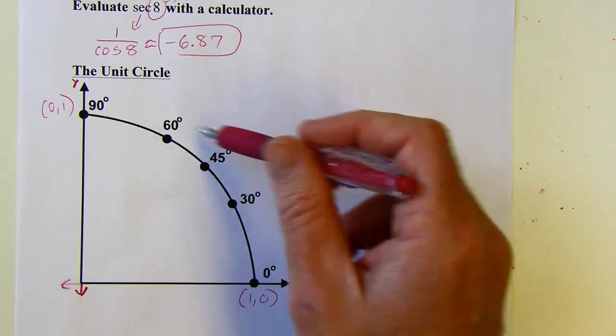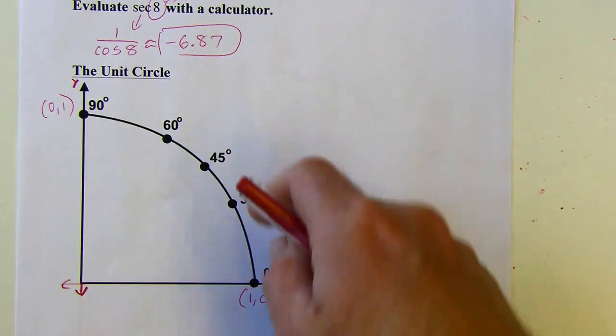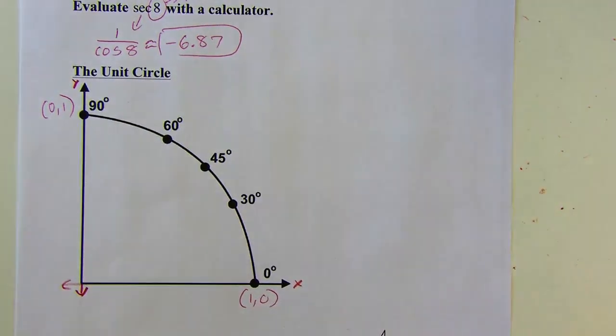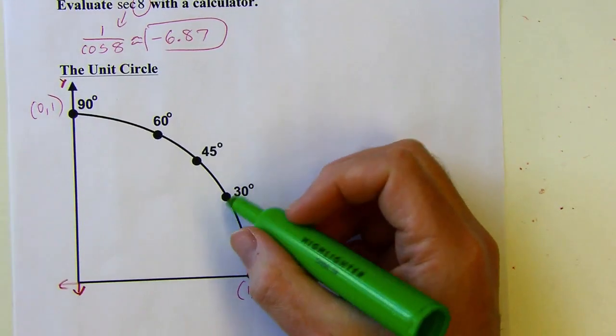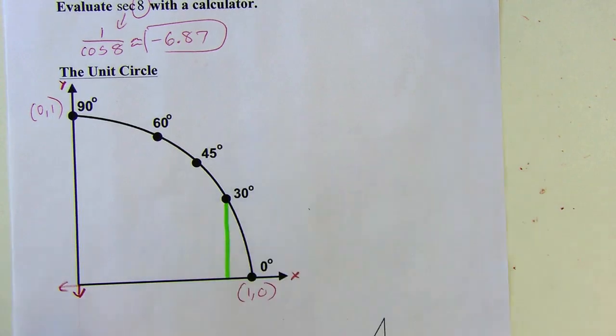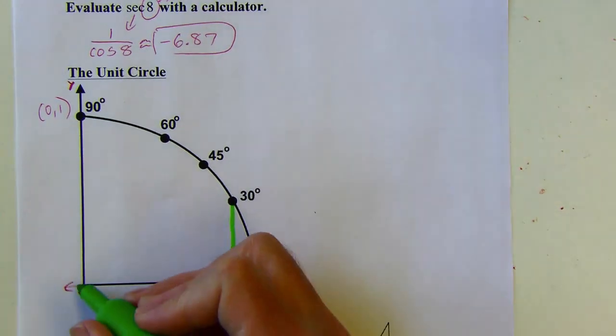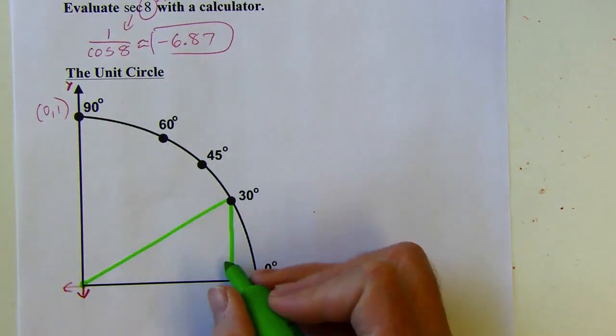All right, so let's see if we can figure out what the coordinates of these other points are at 30 degrees, 45 degrees, and 60 degrees. These are very important places, special places on the unit circle. Okay, so the way we can handle this is by drawing a right triangle. So if I take this place where the 30 degrees is, I'm going to draw a line straight down to the x-axis. Okay, and then from the origin, I'm going to draw in the rest of a triangle right like that.